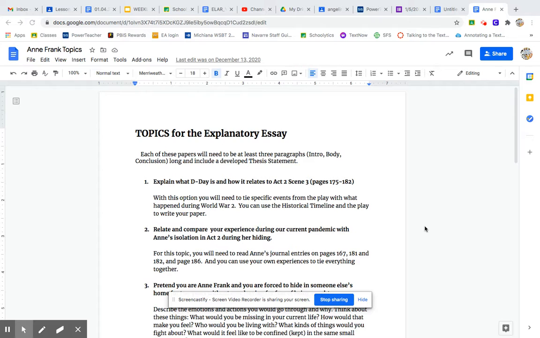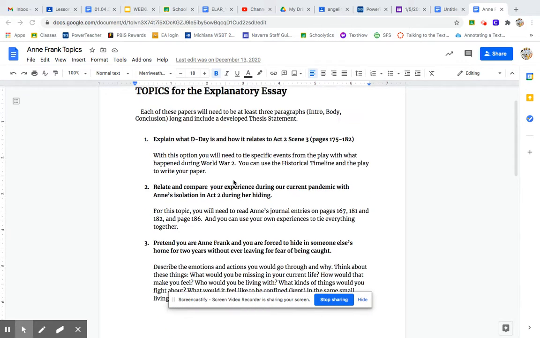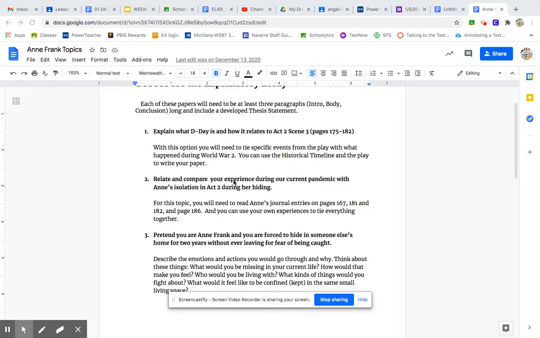Wanted to talk to you a little bit about the topics for our essay and then talk a little bit about brainstorming. So, what we have here is the sheet that has the topics for the essay. Explain what D-Day is and how it relates to Act 2, Scene 3. Number 2, relate and compare your experience during our current pandemic with Anne's isolation in Act 2 during her hiding. And number 3, pretend you are Anne Frank and you are forced to hide in someone else's home for 2 years without ever leaving for fear of being caught. So those are our 3 topics.